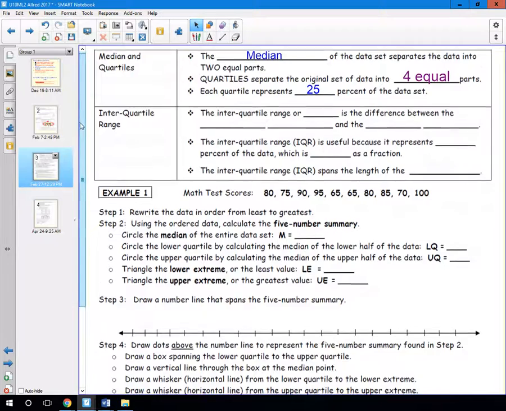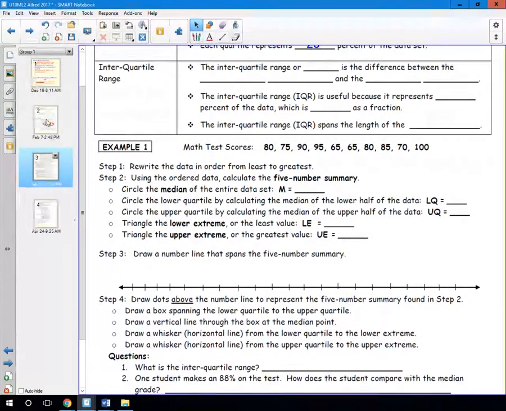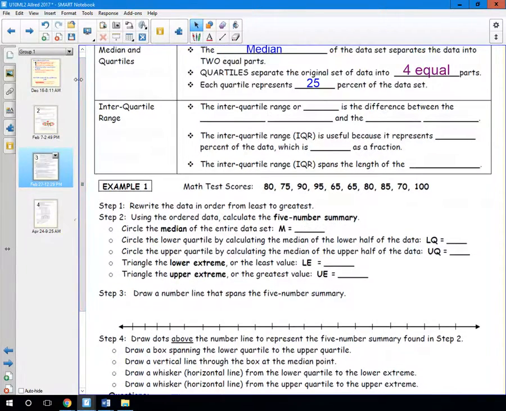Okay, next, we're going to talk about the interquartile range. So basically, what did we say yesterday the range was? The range was the highest number minus the lowest number. So what do you think the interquartile range is? Okay, so the interquartile range, which some people call the IQR, is exactly what it sounds like. Just like the range is the highest number minus the lowest number, the interquartile range is the difference between the upper quartile and the lower quartile. So it finds the range between the two quartiles.